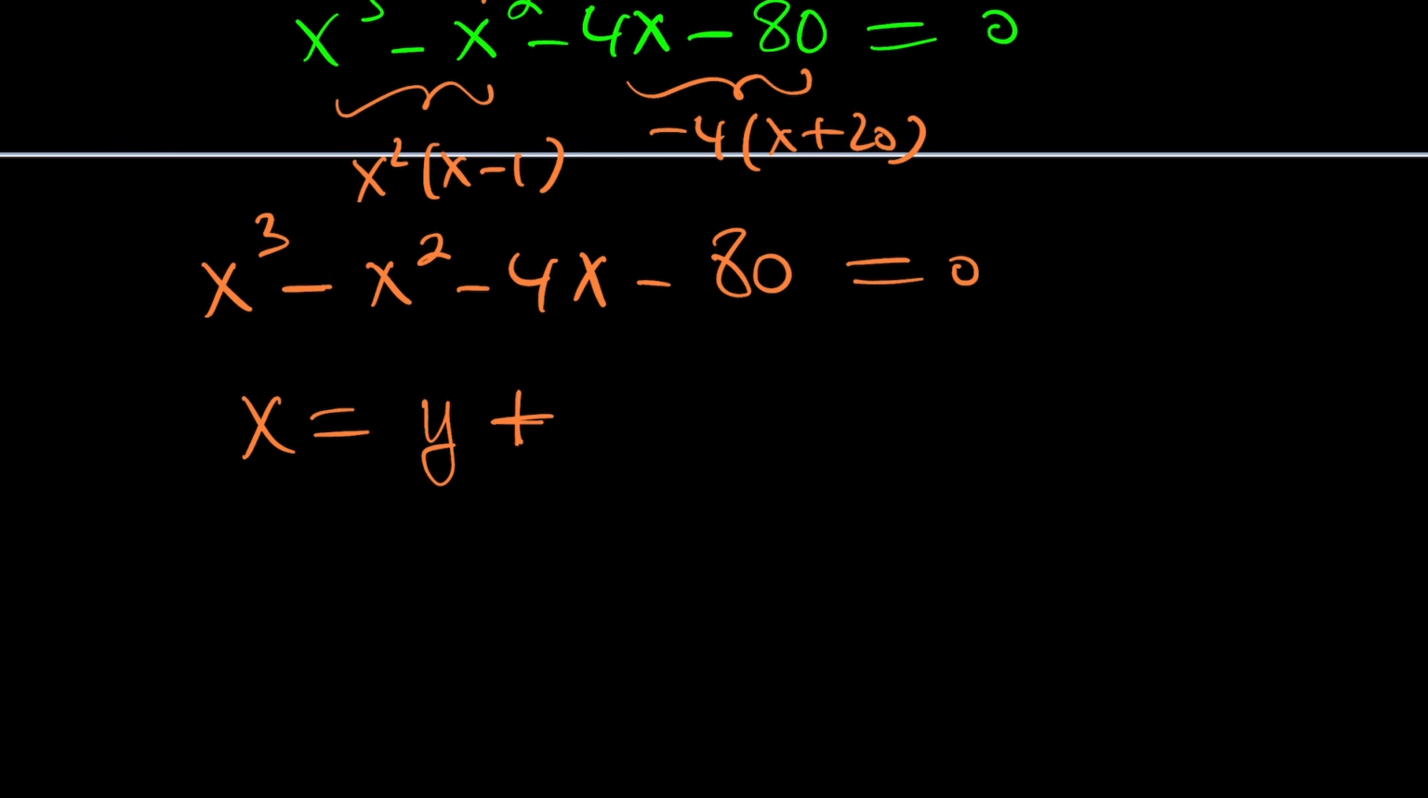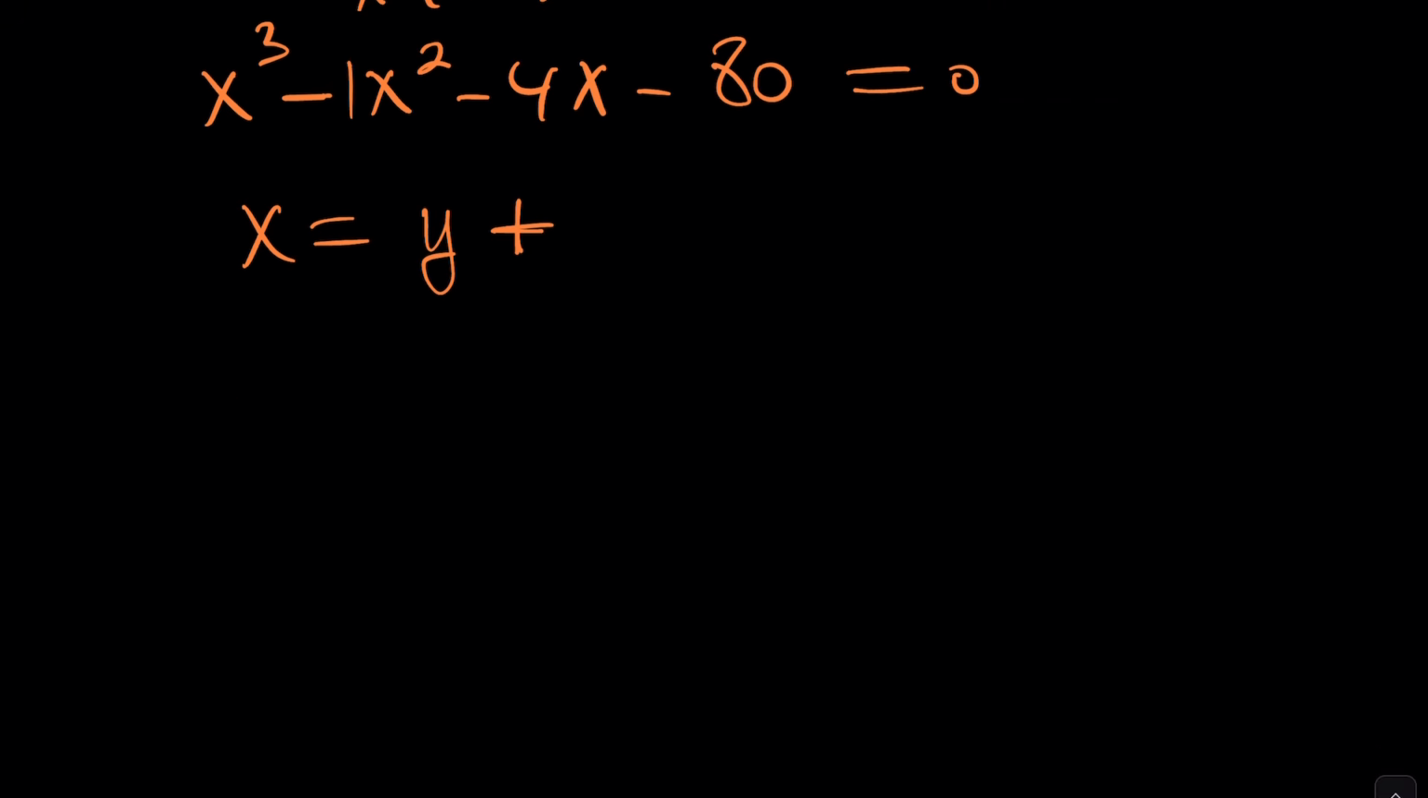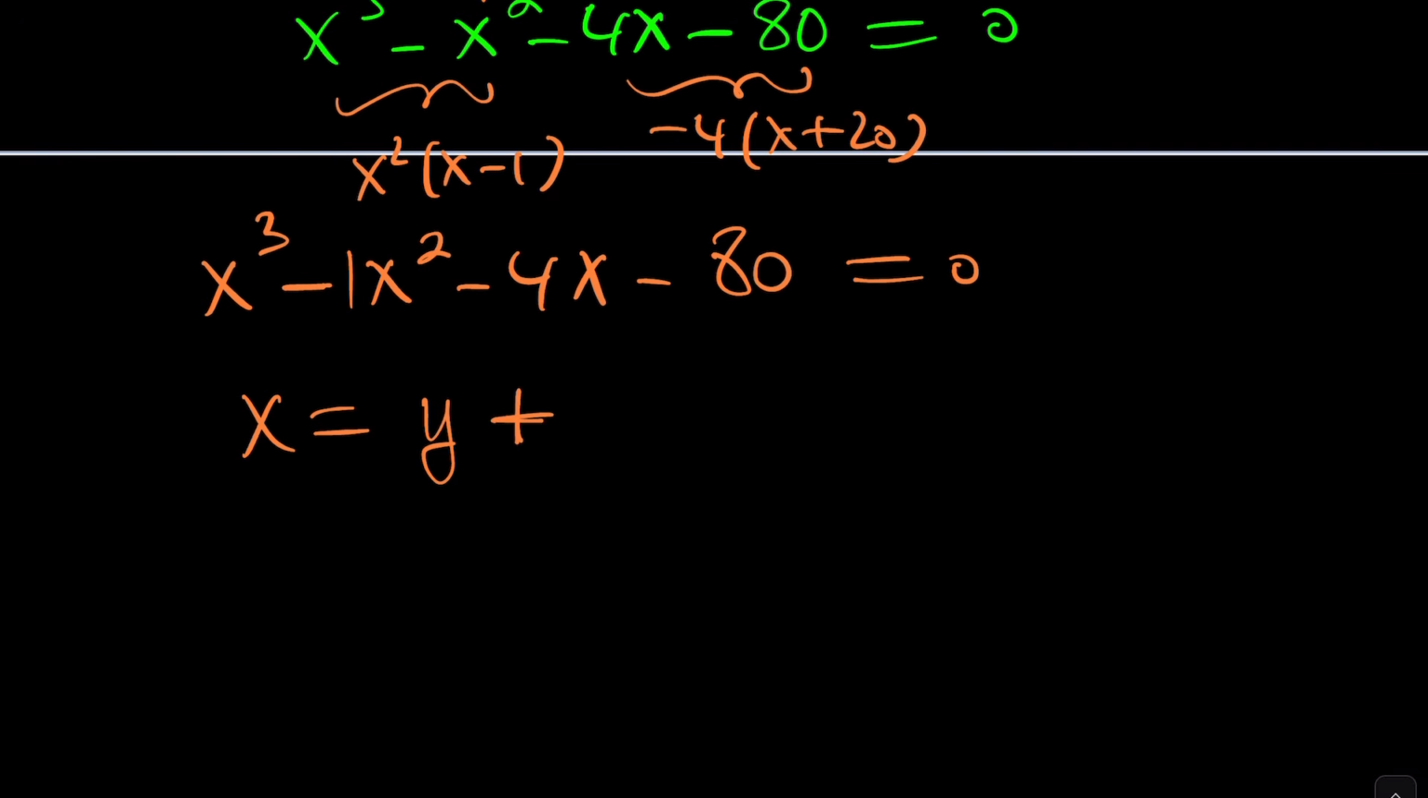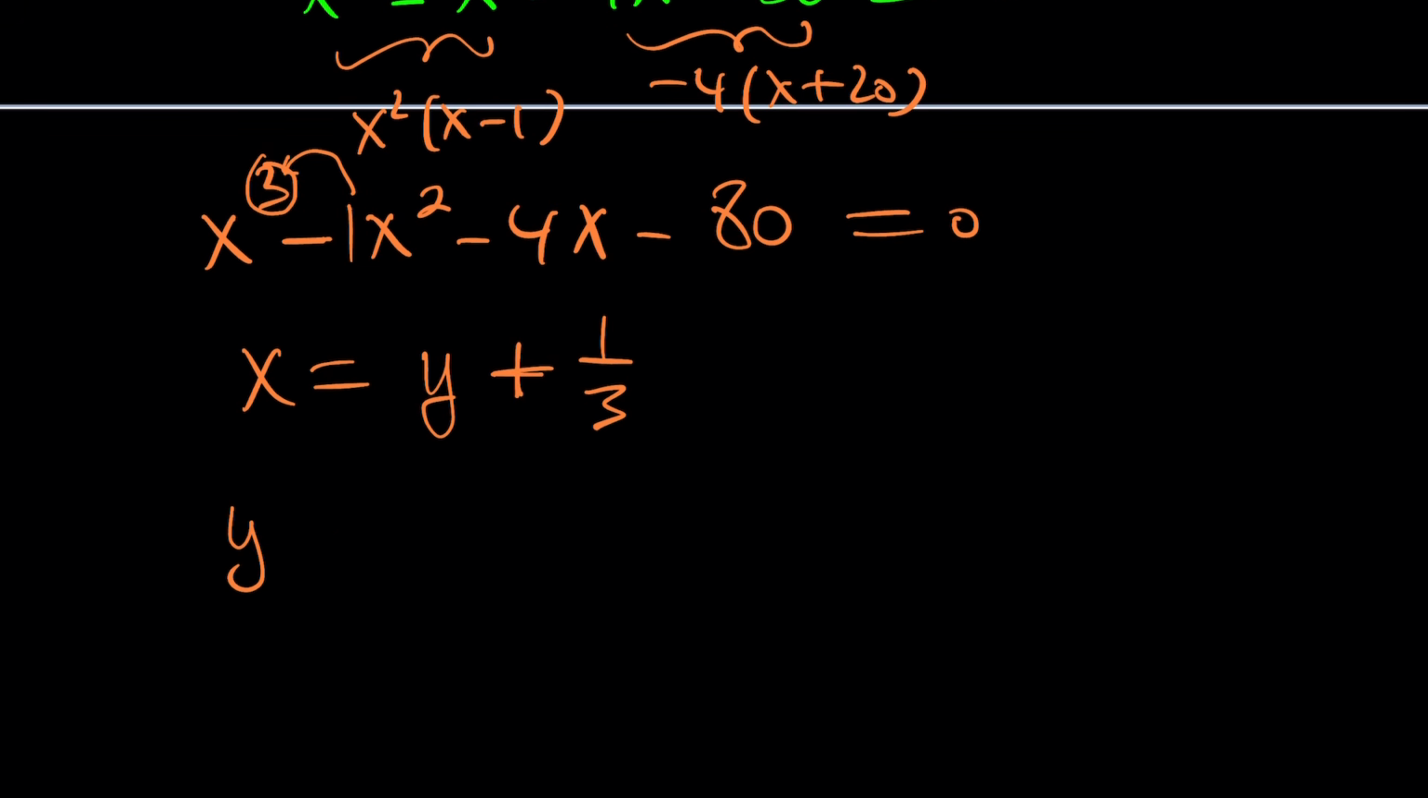Then you look at the coefficient of x², which is 1. Ignore the negative sign because we already took care of it. Then you divide that number by the degree of this polynomial, which is 3. So you're going to be adding 1/3. That's how it works. Does that make sense? I hope it does. Now you're going to substitute that. Replace x with y + 1/3.